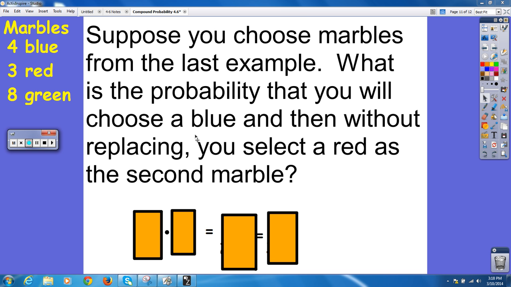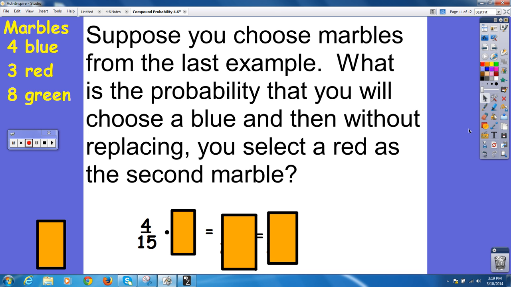What would be the probability of A? Choosing a blue. Well, we know that there are 4 blues and there are 15 total. So probability of A is 4 over 15. Now we're going to multiply by whatever's left over. I did have 4 blues, but now I only have 3 left over. So this is why they're dependent events. I don't anymore have 4, I now have 3. I have 3 blues, 3 reds, and 8 greens, which means I have 14 marbles total. How many of those are red? Well, 3 of them. So I have 3 out of 14 as my second probability.